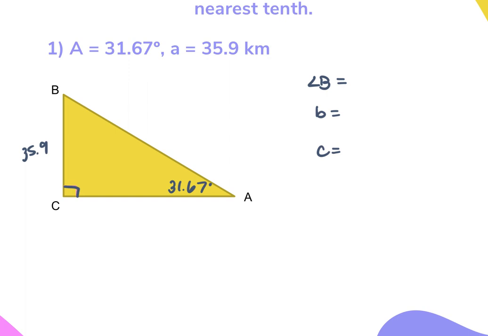Easiest thing to find is your angle, okay? Because you can either add the 2 there and subtract it from 180, or do 90 minus 31.67. Yes, it's opposite where the letter is. So this is B, and this is C. So 90 minus 31.67 gives me 58.33 degrees. That's angle B.